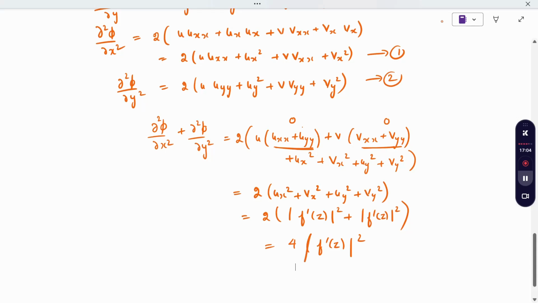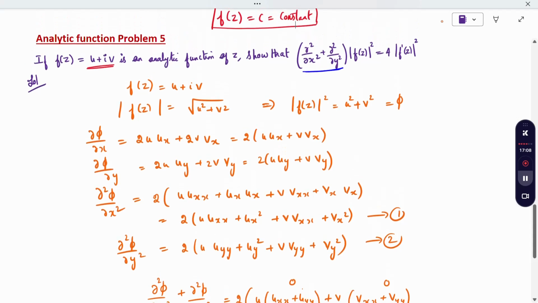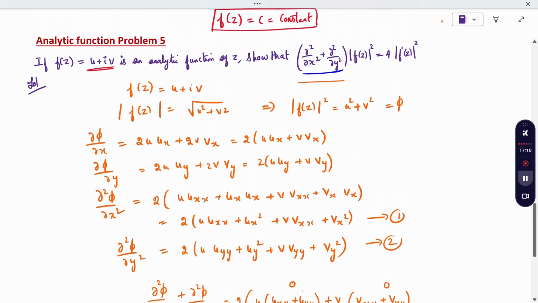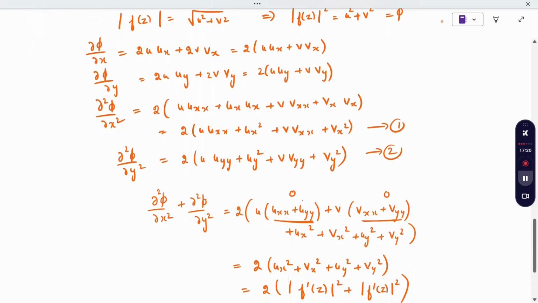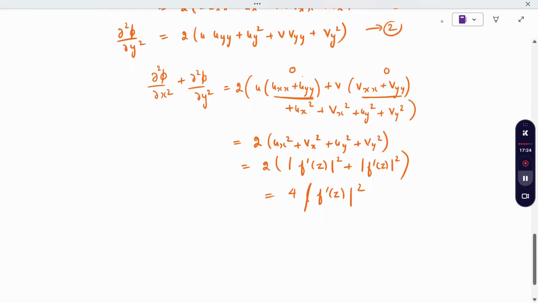So what I have done: the left side I have taken as in the question, f of z I have taken to be phi. Same question, only 4 times f dash of z the whole square. I have proved it. That is all we have to prove. Like this only, whatever question is asked, for any proof, we have to take the left side and bring the right hand side using whatever concepts we know.